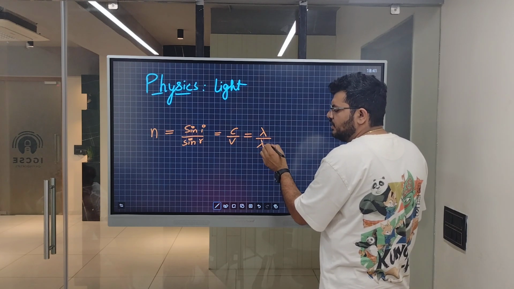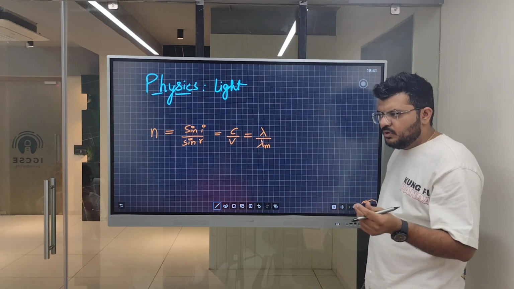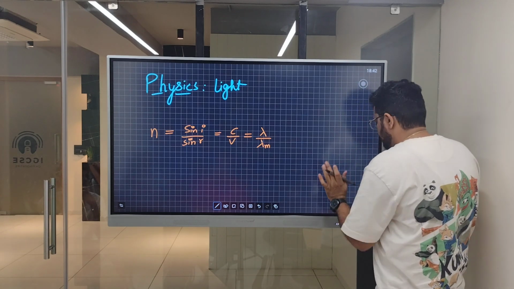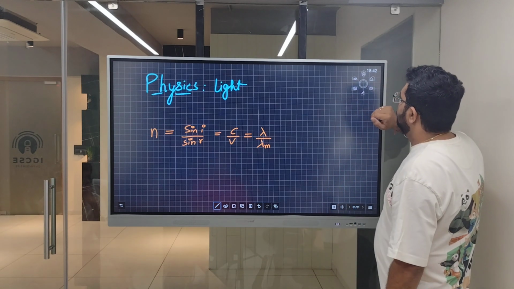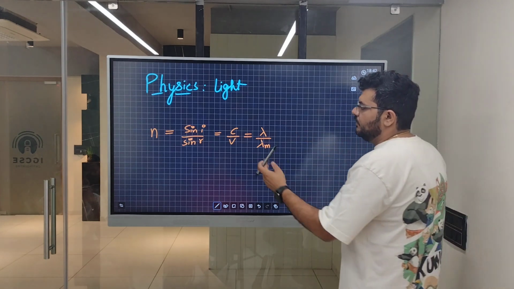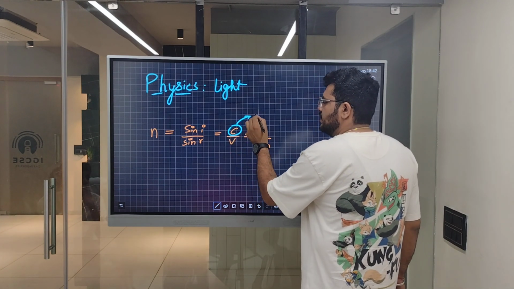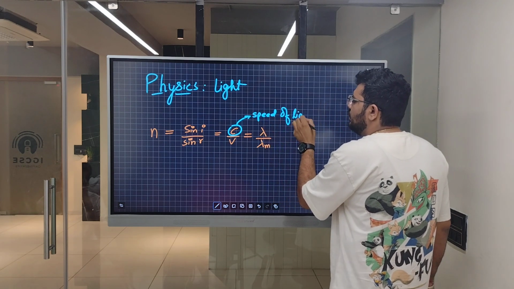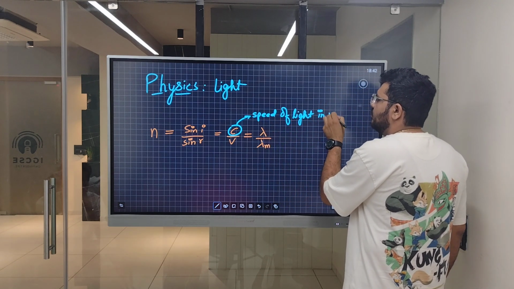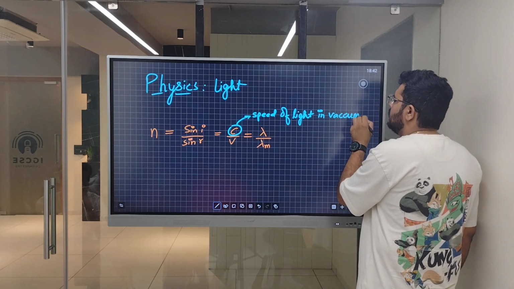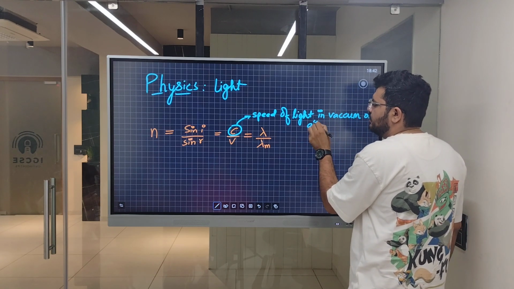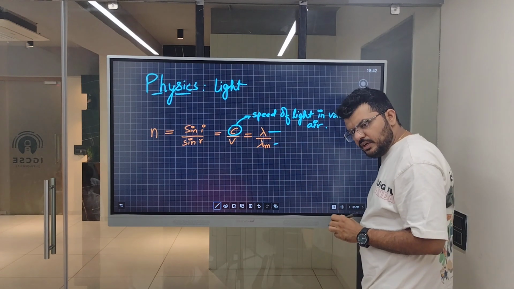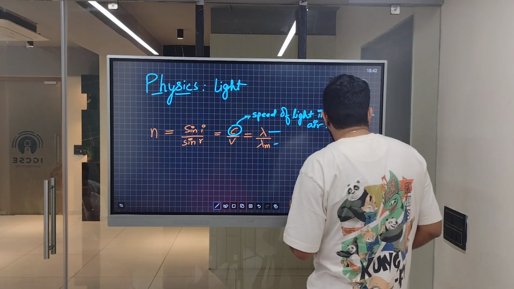So this is lambda upon lambda in the medium, मतलब wavelength changes. We know that bending means wavelength changes, है ना? What is C? C is the speed of light in vacuum, lambda is wavelength. Also because there is a change in wavelength, this is the original wavelength and this is the wavelength in that particular medium.